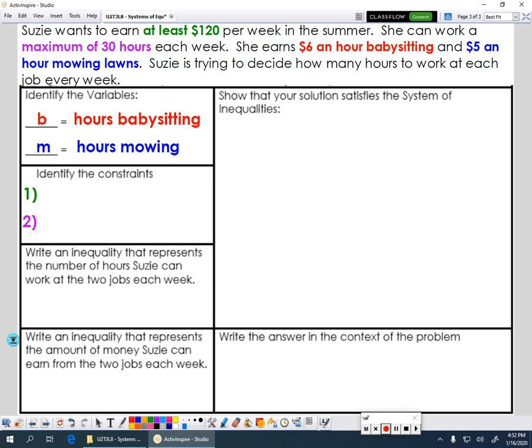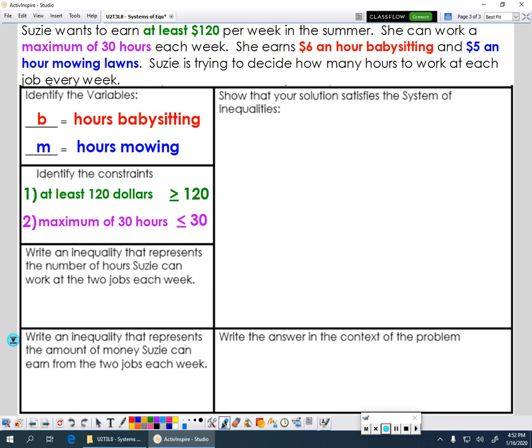So in the first sentence, it tells us she wants to earn at least $120. So that's a constraint. She wants at least $120. And if you put this in terms of inequalities and their symbols, it's going to look like this. It needs to be greater than or equal to $120. Now, the second constraint we have is that she can only work a maximum of 30 hours. So in terms of inequalities, again, maximum of 30 means she can't work more than 30. So that's going to be less than or equal to 30.